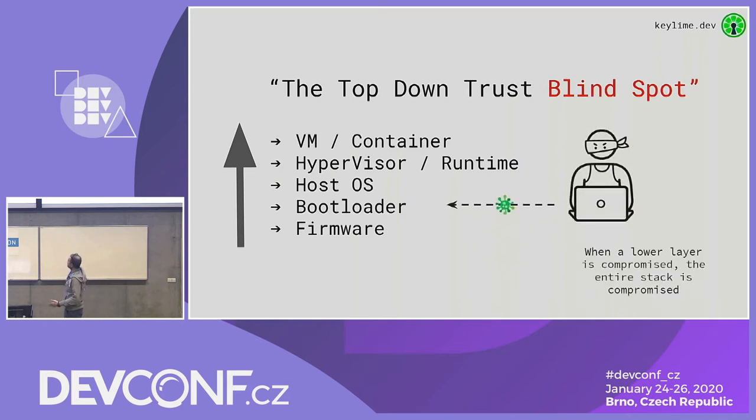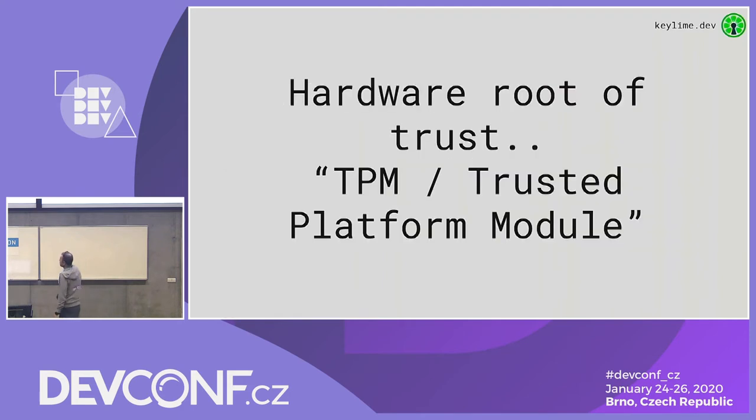So typically, when a lower level of the stack is compromised, then the whole stack can be compromised, and it's very difficult to actually know that as a tenant within those layers. So there are these things that probably most of you have heard of. They're called trusted platform modules, okay? And that's the key bit of technology that Keylime relies upon.